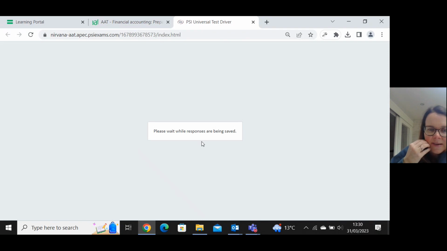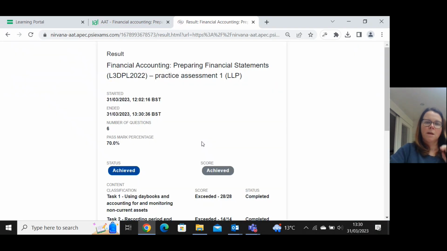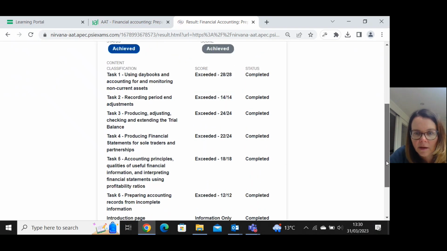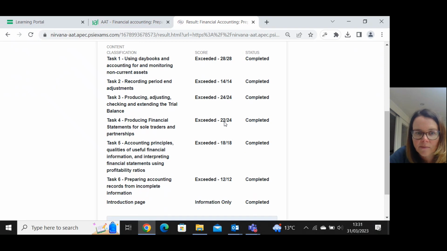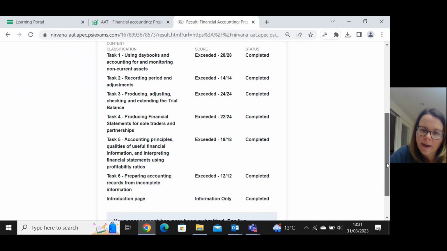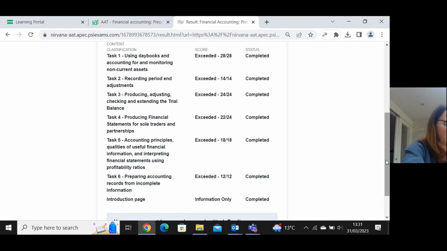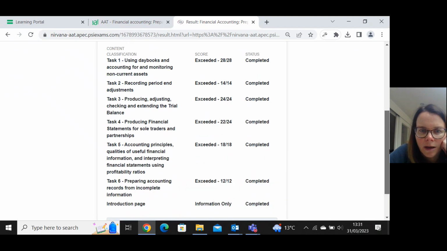Right, so I'm submitting the assessment and it tells me, hopefully I got everything. Oh, something's gone wrong there. I'll get back and see what it is now. Task 4. Maybe I just missed something, I'm not sure.